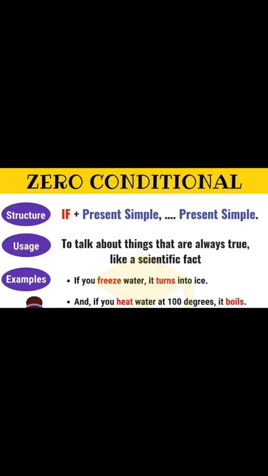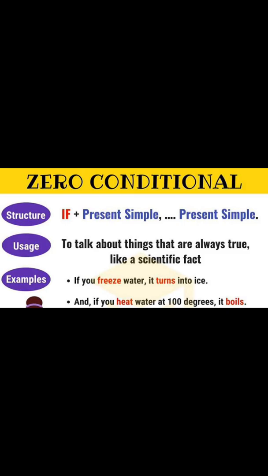First, we have the zero conditional. We can use the zero conditional for general truths, for habits, and for structure. The structure of the zero conditional is if, then present, and finally present. I'm going to show you how we can use that, right? We use if, then present simple, and finally present simple.